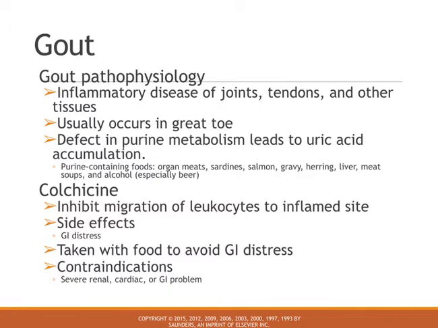And so what we treat it with a lot of times is colchicine. It's a very commonly prescribed anti-gout drug. It has some common side effects, GI distress, so we advise to take it with food. But people shouldn't take colchicine if they've got severe kidney, heart, or gastrointestinal problems. And with anti-gout medications, you always want to encourage increased fluid intake unless it's contraindicated by other health conditions.